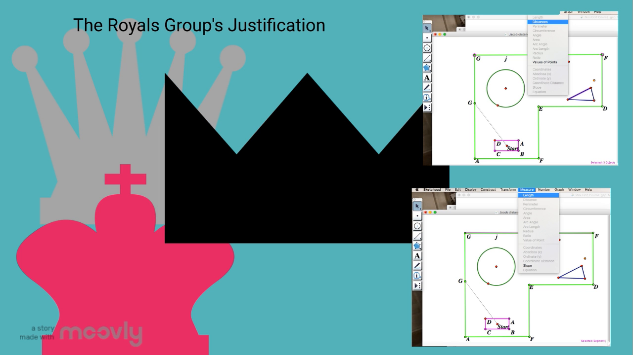We call ourselves the Royals because we think we're royalty, and we decided to identify Jacob's problem. When we selected 2 endpoints on the line, the measure of the distance was the option between those 2 objects. But when we click the actual segment, the measure is the length of the segment. The distance between the 2 endpoints is also the same as the measured length of the segment.